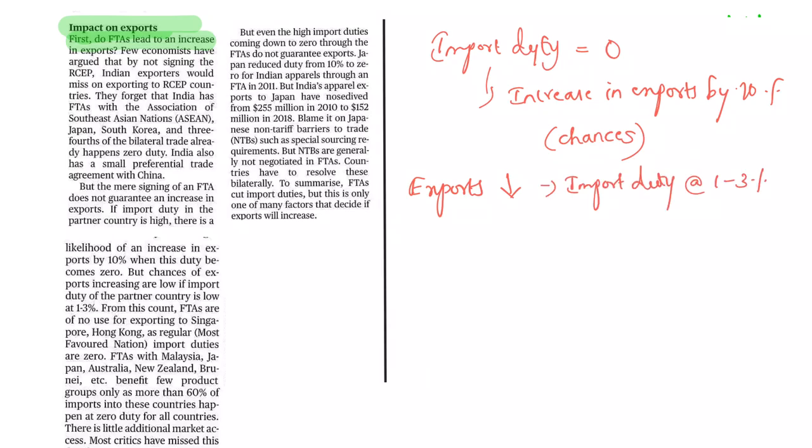Here the author also highlights that even reducing the import duty to 0% doesn't guarantee exports. Actually, in 2011 we entered a free trade agreement with Japan with respect to apparel, and they reduced the import duty from 10% to 0. But India's apparel exports to Japan decreased from 250 million in 2010 to 150 million in 2018. From this it is very clear that even reducing high import duties to 0 doesn't guarantee an increase in exports.